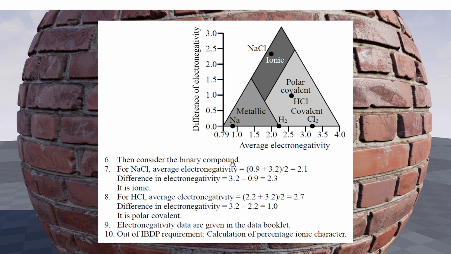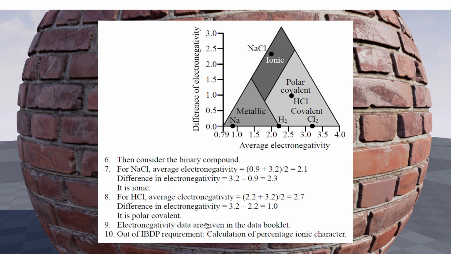Now we move on to binary compounds, two things joined together. For example, sodium chloride and hydrogen chloride. For sodium chloride, data book again. Average electronegativity is 2.1, and the difference in electronegativity is 2.3. So 2.1, 2.3. Wow, ionic. Even on the right hand side, there's a percentage of ionic there. You don't need to calculate, just copy it. For HCl, average electronegativity is 2.7, and the difference in electronegativity is 1.0. Oh, it's polar covalent.